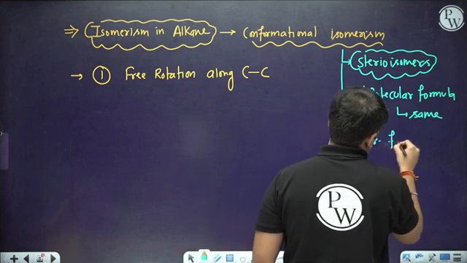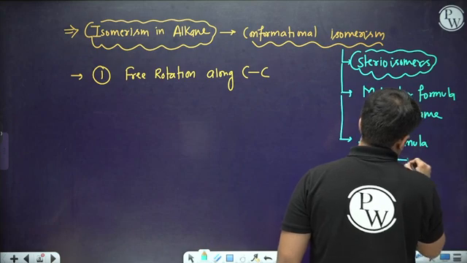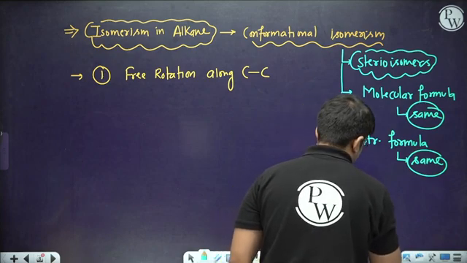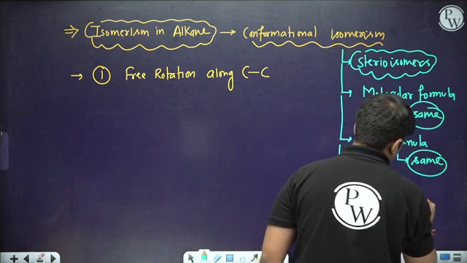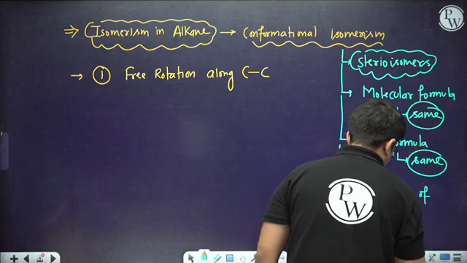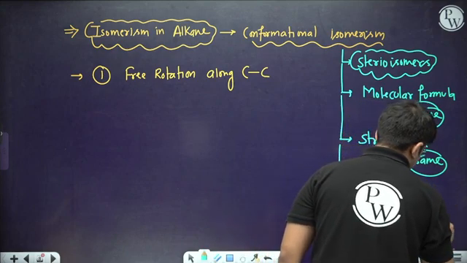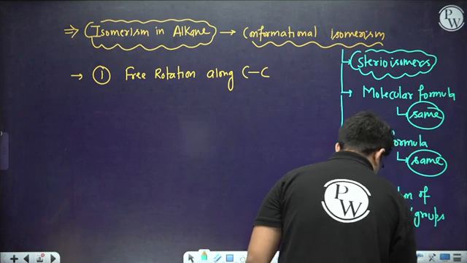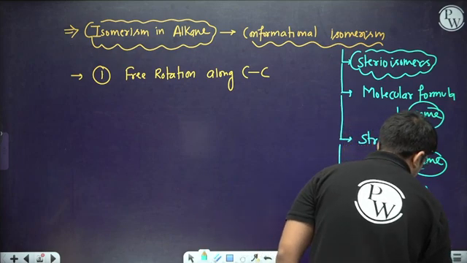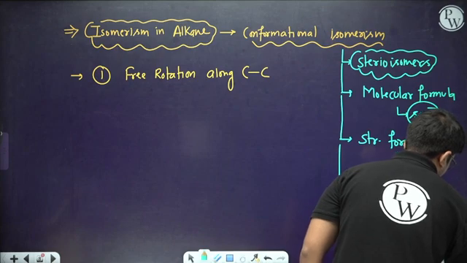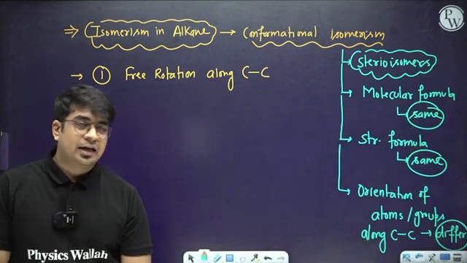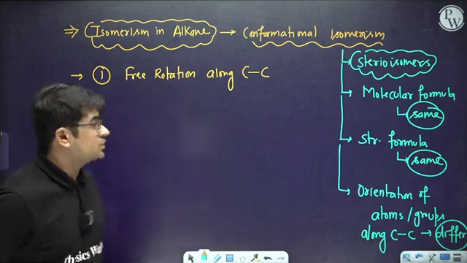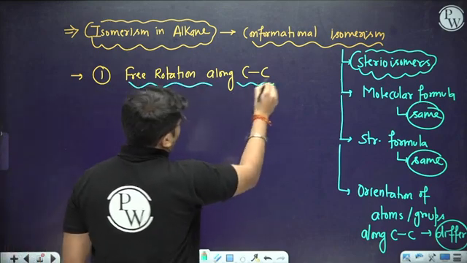Their structural formula is absolutely the same, but the main difference here is the orientation of atoms or groups along the carbon single bond carbon. This is going to be different. That's why we have a specific classification which is known as conformational isomerism. So the first condition is free rotation along carbon single bond carbon.